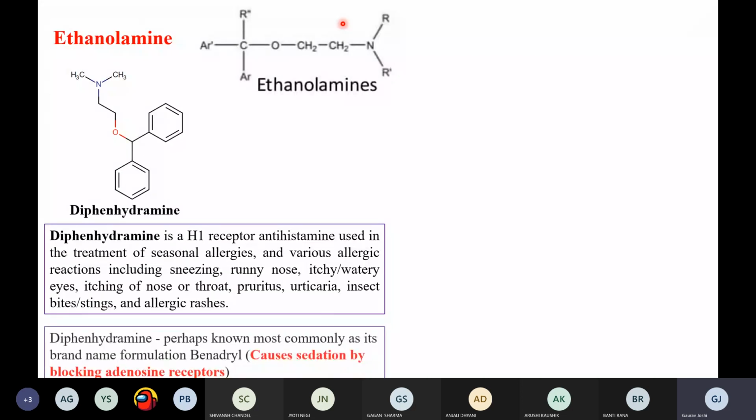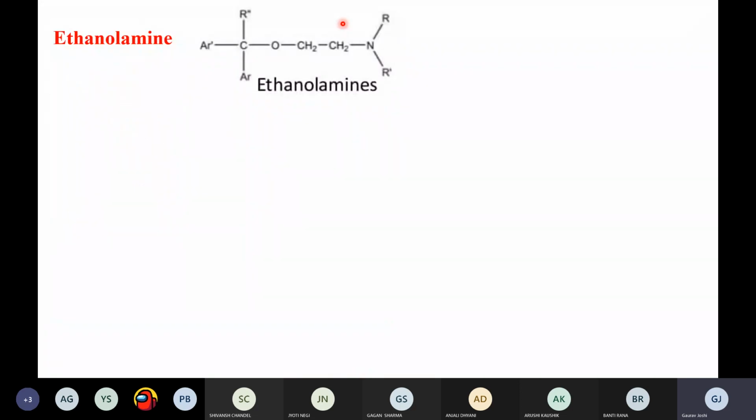So basically I'll be starting with the ethanolamine, right? Ethanolamine will come into the picture when this X is replaced by an oxygen, right? So this is the first thing. Why ethanolamine? Because this is the ethanol type of group and this is the amine group. So ethanol and amine combined together are called ethanolamine, right? We'll go through some examples. For example, we have diphenhydramine, right?